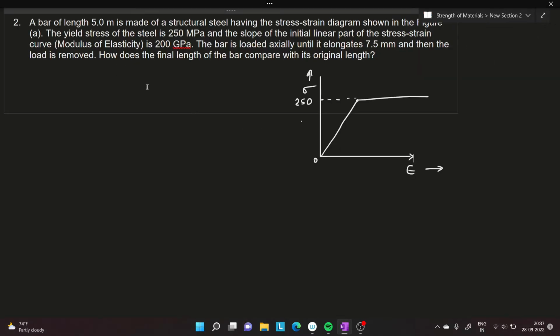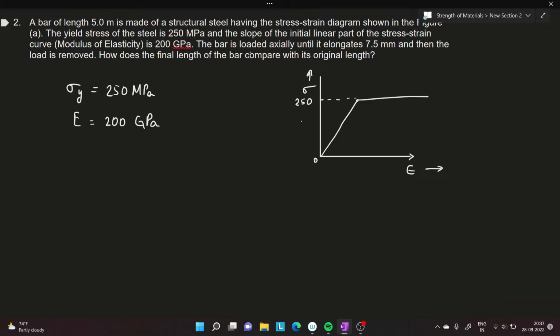Coming to the second question, we have a bar of length 5 meter made of a structural steel having the stress strain diagram as shown in the figure. The yield stress of the steel is 250 megapascal and the slope of the linear part of the stress strain curve, which is the modulus of elasticity, is 200 gigapascals. Let me write it down. The yield stress is 250 megapascal and the modulus of elasticity is 200 gigapascal.